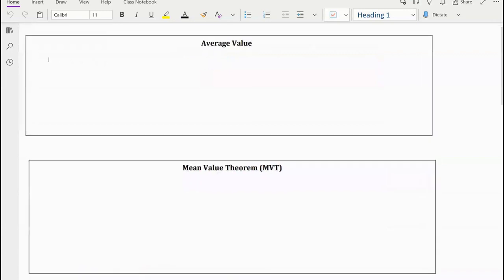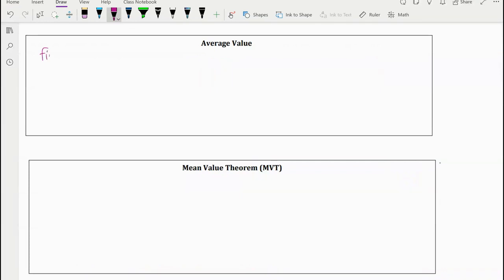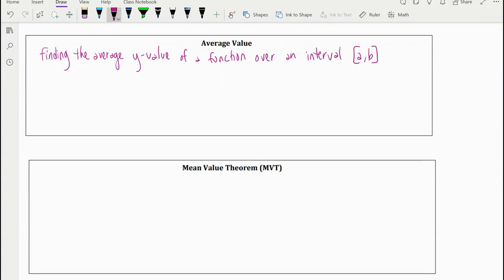So what is average value? Average value is finding the average y value of a function over an interval a to b. Okay, finding the average y value of a function over an interval.